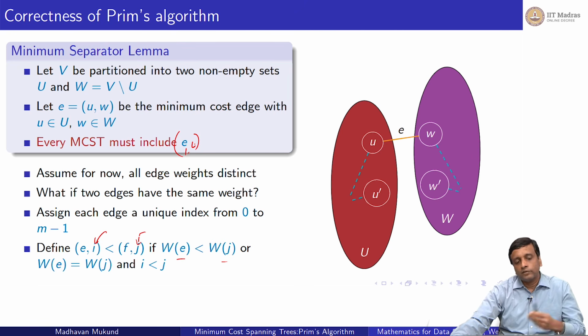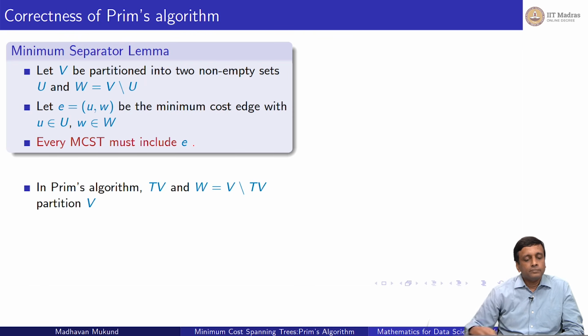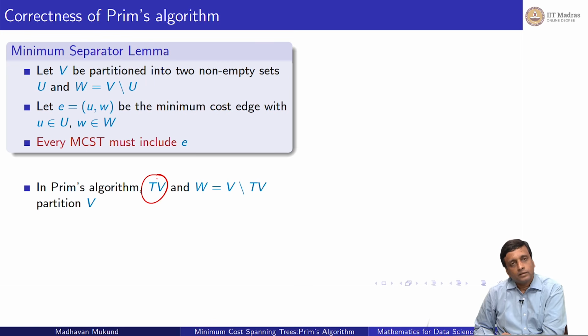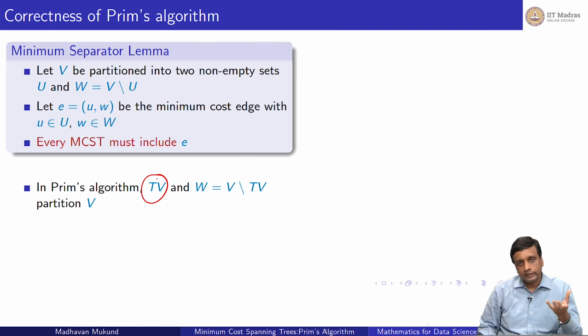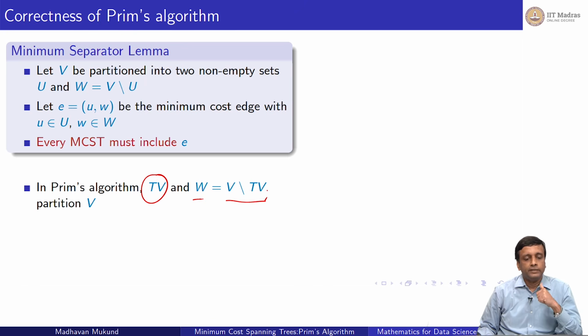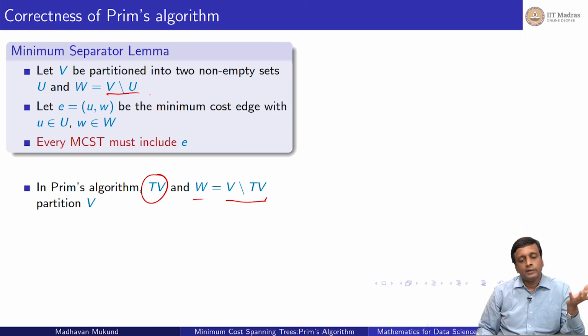So now what is the impact of this lemma on Prim's algorithm? In Prim's algorithm, what we have at any given point is the set of vertices which are in the tree. So if I look at the set of vertices which are in the tree and the set of vertices which are not in the tree, let me call it W. So this is the set minus operation, V minus TV. This means all the elements which I get by removing the elements of TV from V. So W and TV together have all the vertices and they are disjoint, so it's a partition.